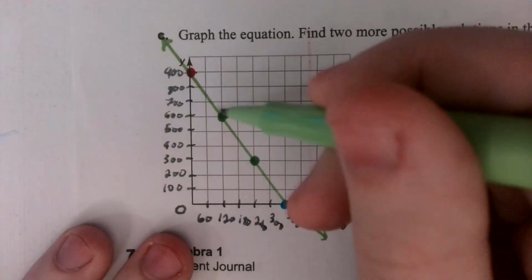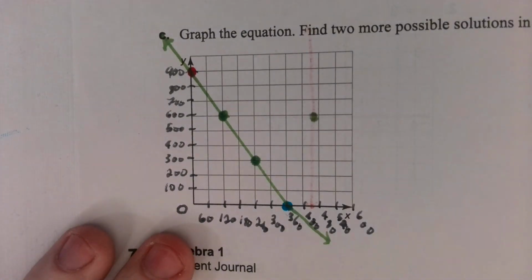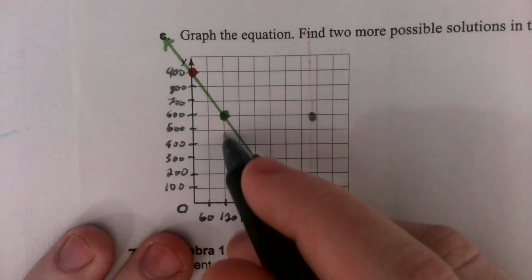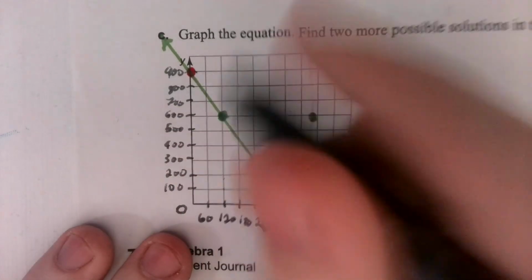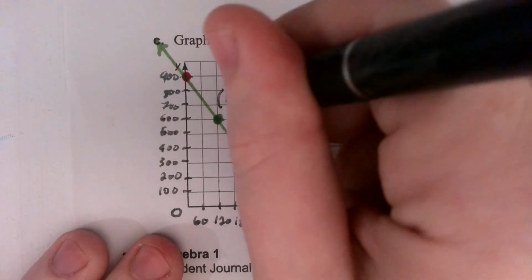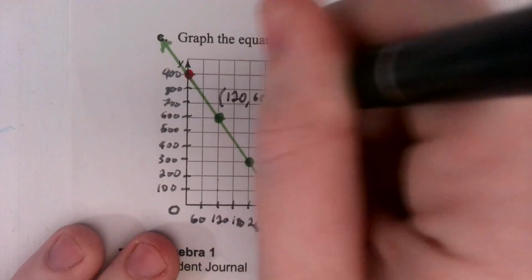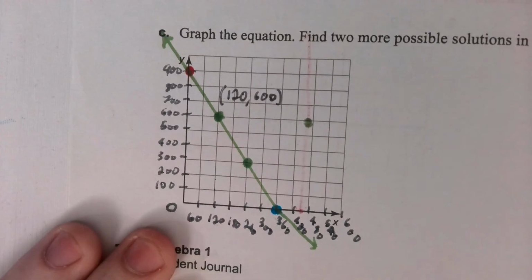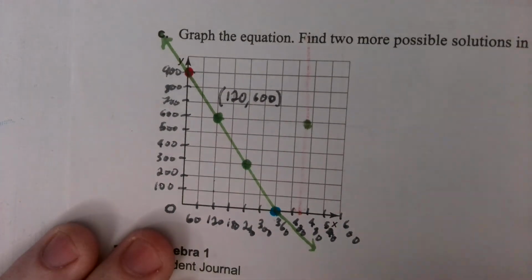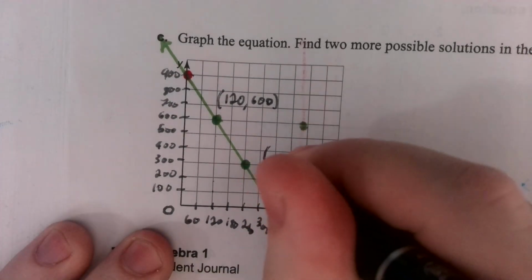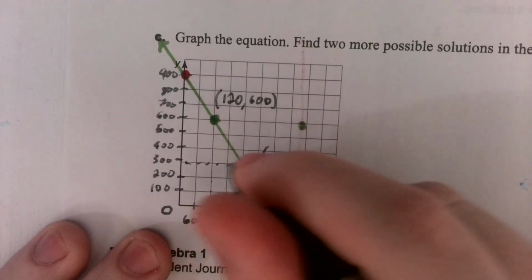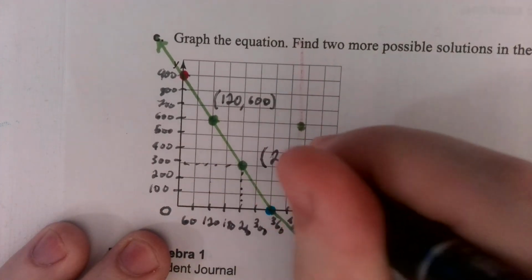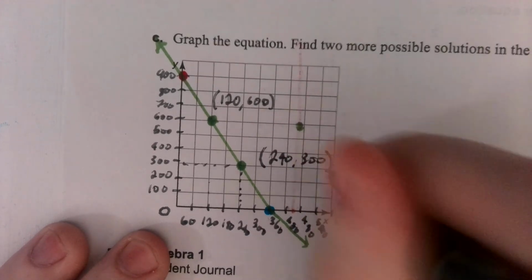So, what are these coordinates? This point here, if I look down, its x value is 120, its y value is 600, so it's 120, 600. This point here, if I look down, it's all the way down at 240 and 300. So it's 240, comma, 300.